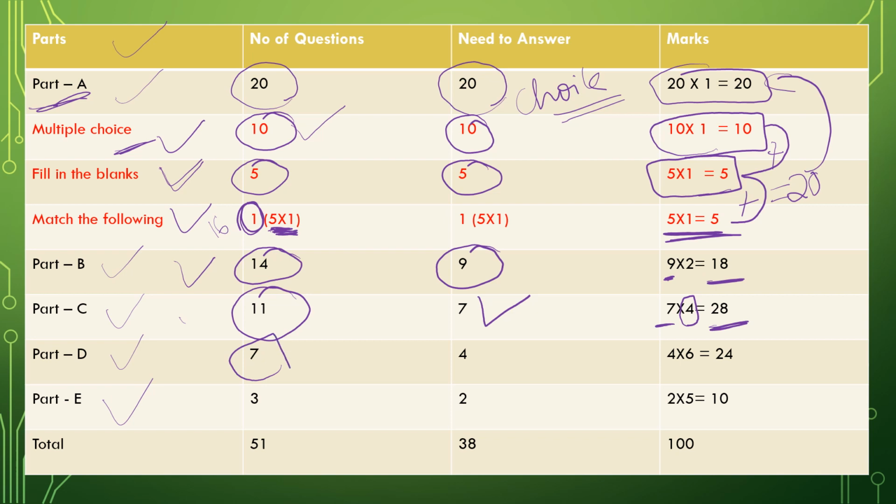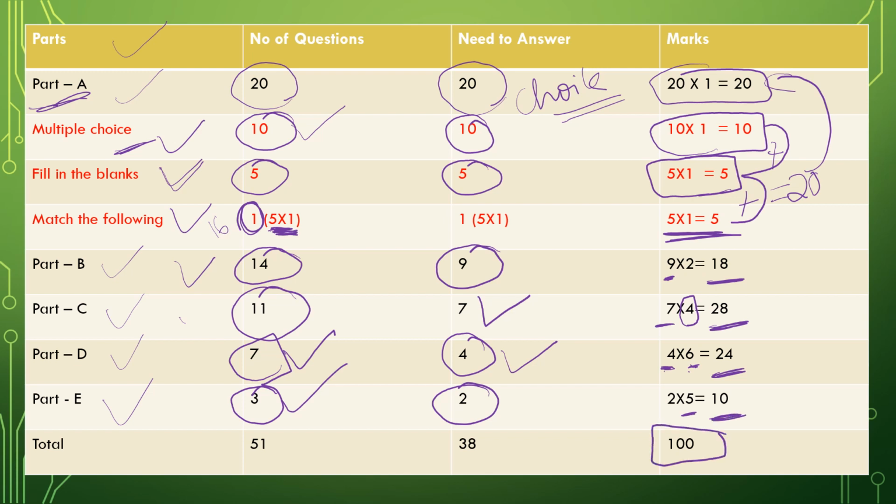And come to part D. Here the number of questions will be 7. Out of 7, you need to attend 4. The marks allotted for each question is 6. So 4 into 6, 24 marks. And come to part E, which is your favorite part, that is practical oriented. The number of questions will be 3. Out of 3, you need to answer 2. The allotted marks is 5. 2 into 5 is equal to 10. So total marks will be 100.